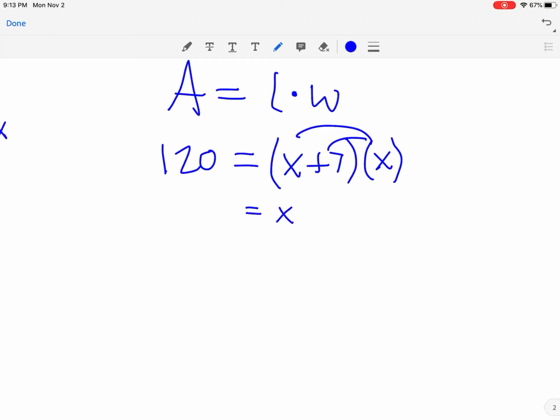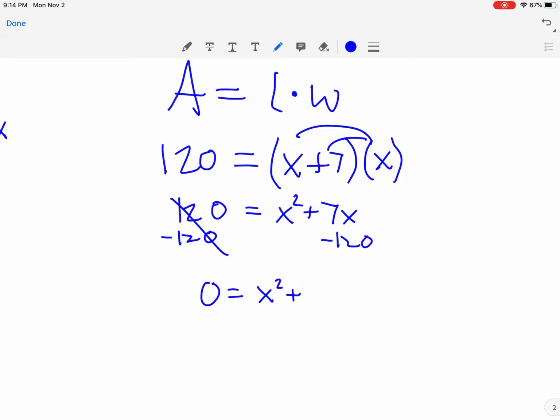So let's get rid of our parentheses first. And now this should look like an equation that we've seen very similar ones previously on this page. So we got to get this equal to 0. So minus 120 from both sides. That goes to 0 equals x squared plus 7x minus 120.